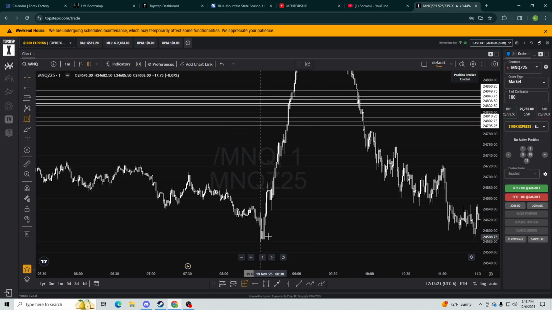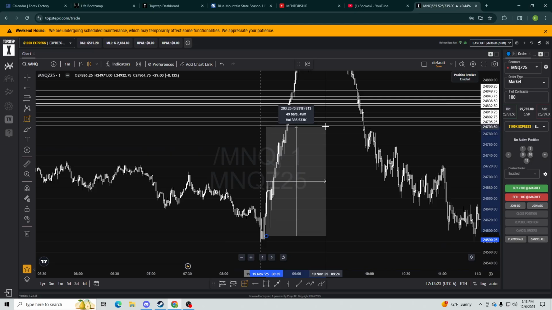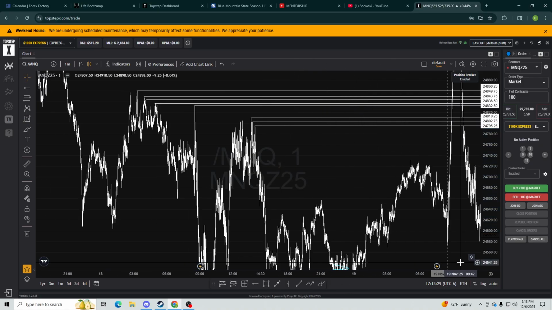I mean, how many handles is this? This is a decently big trade. This is a 200 handle trade. So I probably banked like a $3,000 trade by just being patient and waiting for this setup.